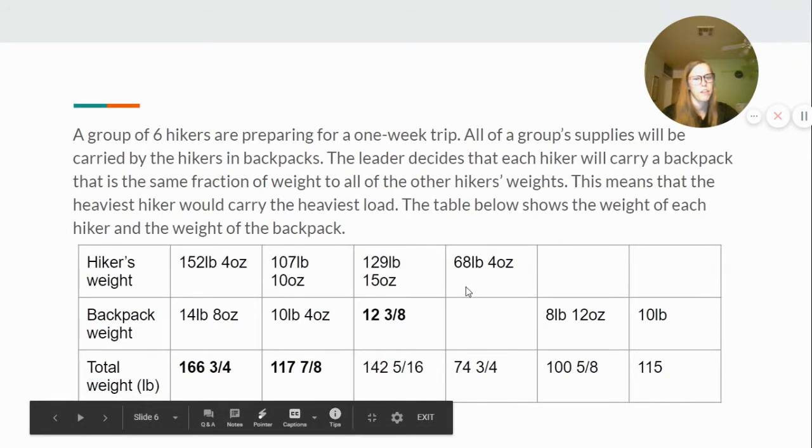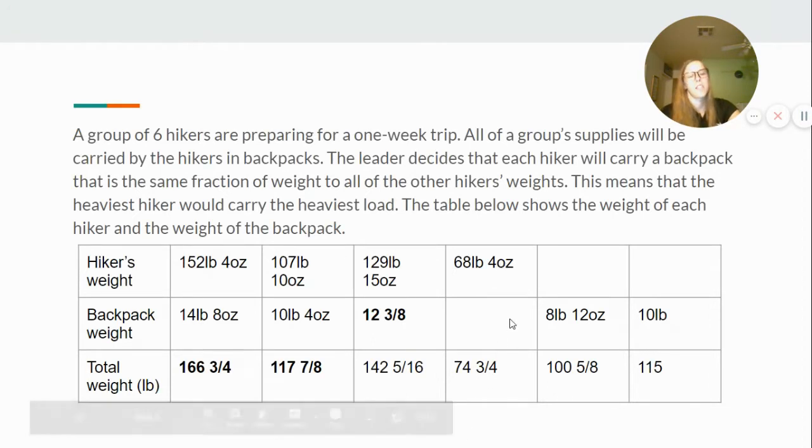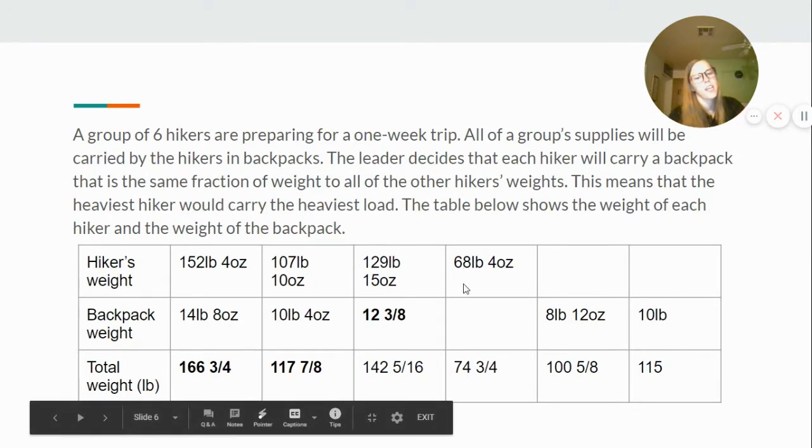Same thing here, we have to figure out what the difference is. 3/4 of a pound is going to equal 12 ounces. 12 minus 4 is 8. 74 minus 68 is 6. So 6.5, or 6 pounds, 8 ounces. And then we've figured out the backpack weight.